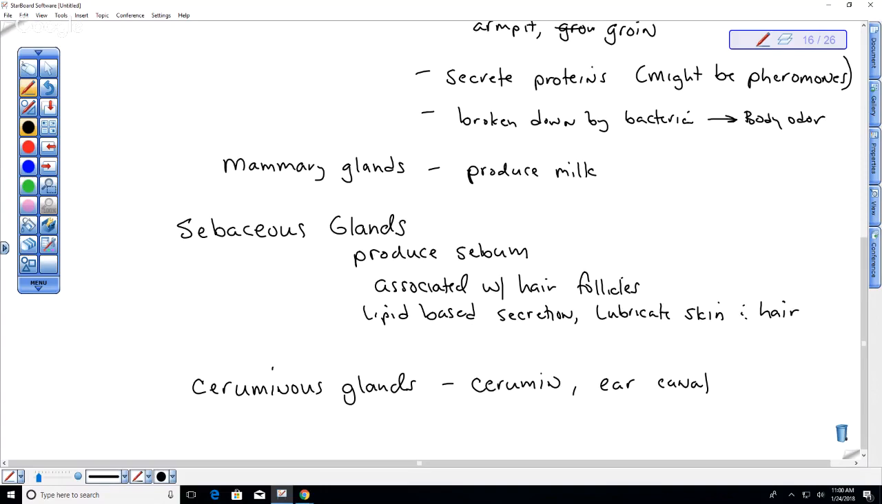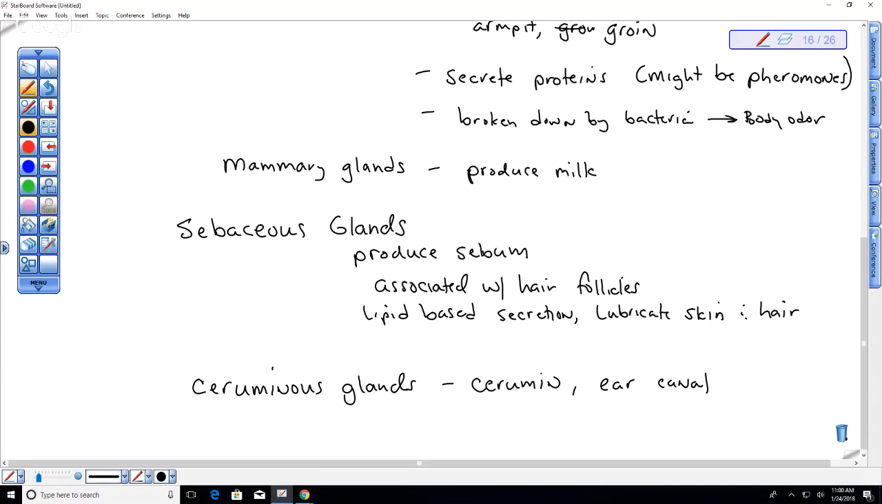So it is kind of sticky and it's yellow and it is bitter. So if you've ever tasted your ear wax, it is bitter. And that is because it has chemicals in it that prevent infection. And so the cerumen is a defense mechanism against infection in the outer ear, the ear canal.